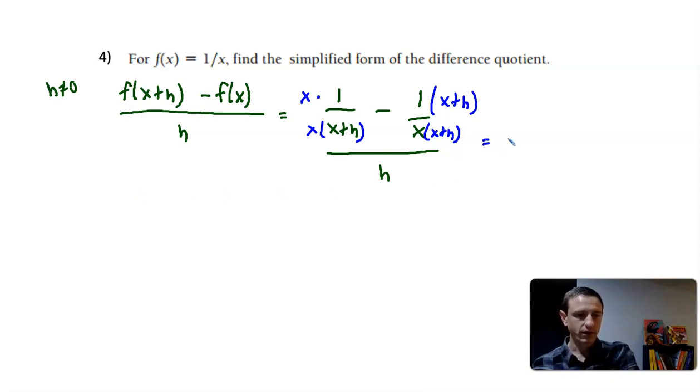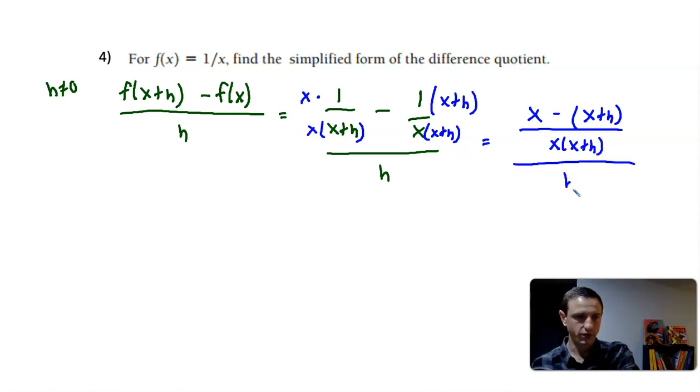So what does that look like? That is going to be x times 1 is x minus 1 times x plus h is going to be x plus h all over x times x plus h all over h still. We could probably just ignore that h for a little bit. We're really not going to deal with it until we deal with all of this craziness on top here.